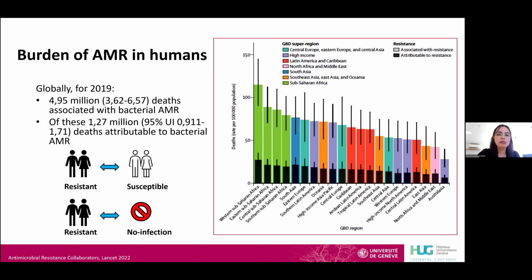When we see these concepts of attributable and associated, it's important to understand that they relate to two counterfactuals. In a scenario where all resistant infections would be replaced by susceptible infections and we don't have resistance anymore, this is the directly attributable burden due to AMR. But if the resistant infections were eliminated totally and no infections would be occurring, this is the associated burden. And this shows us the different margins that we see in these kinds of publications.